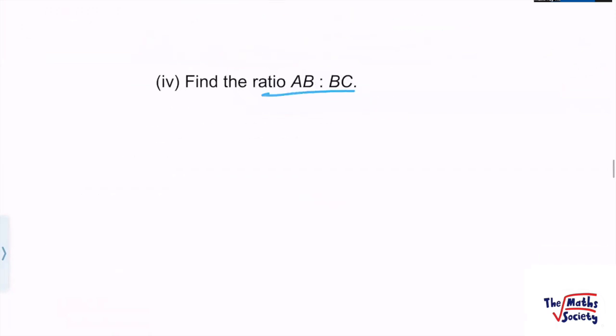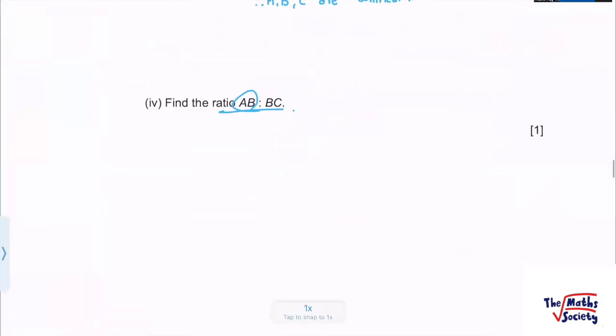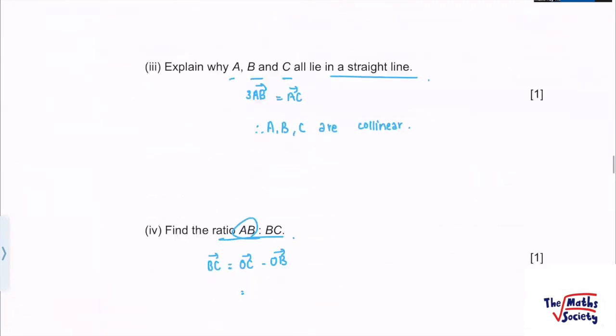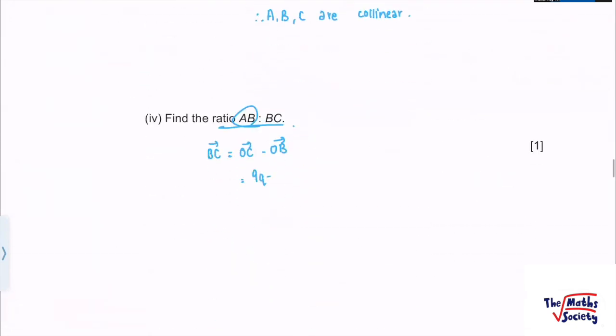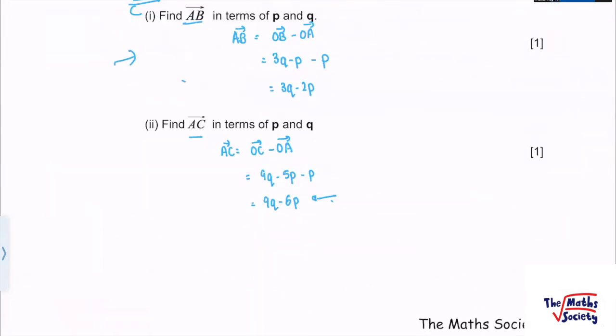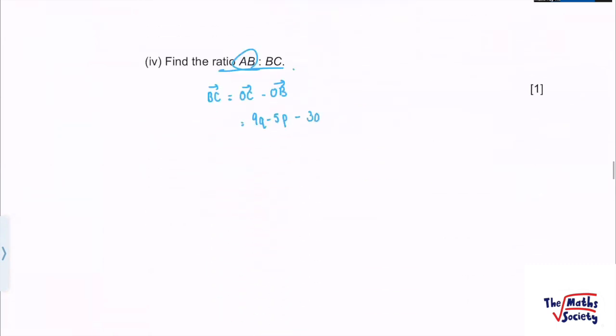And it says to find the ratio AB to BC. So we know what AB is from this question, but we need to find BC. So BC is just going to be OC minus OB. And OC, we know that it was 9Q minus 5P. OB was 3Q minus P, so minus 3Q plus P. So you get 6Q minus 4P.